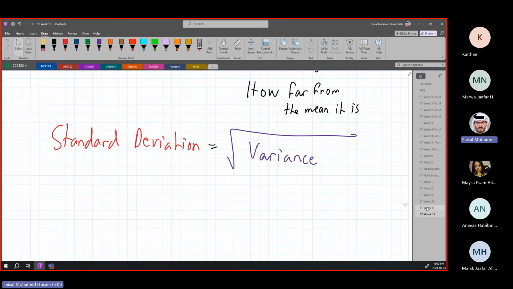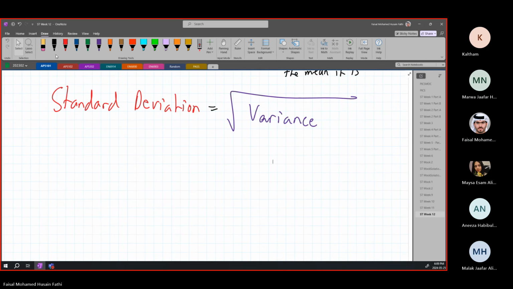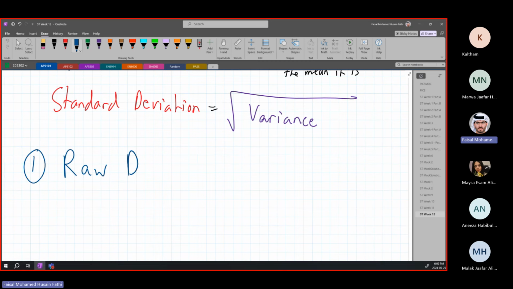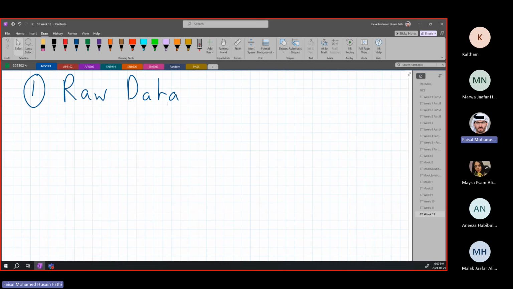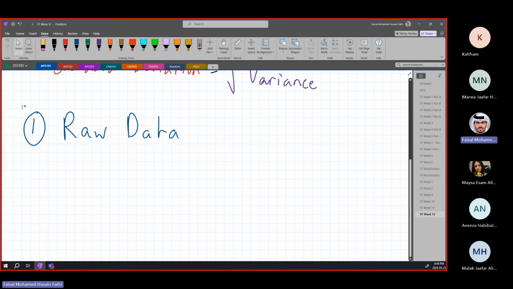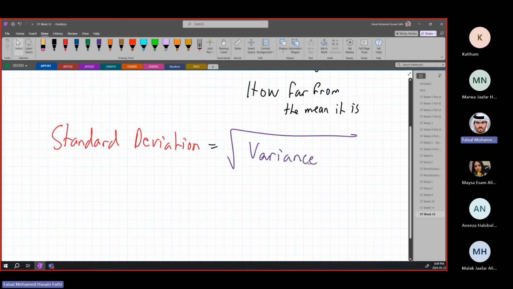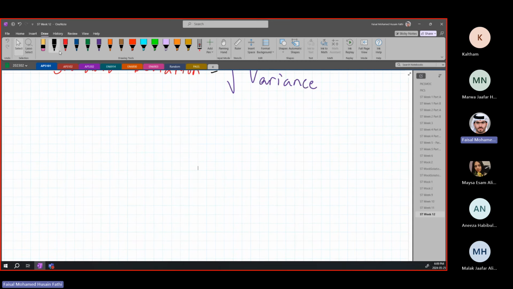So the same exact idea, the same exact concepts are going to be applied, but the difference here is we're going to do it for our three sets of data. So we have our first, which is our raw data. When we have raw data, it is basically just single values. But before even going into the raw data or into variance and standard deviation, there are some terms that you guys need to understand.